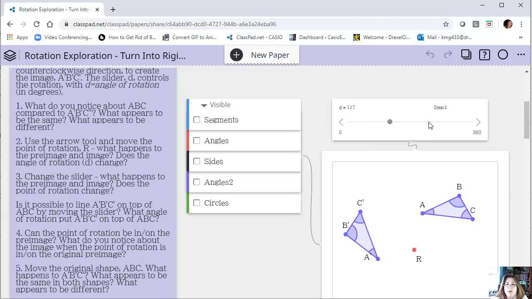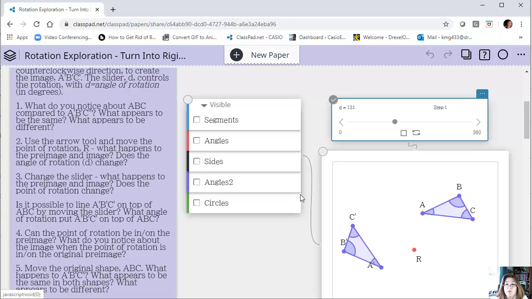And to do that, we have here a rotation slider. So D represents the angle of rotation, the degrees that the original has been turned, rotated around this point of rotation. So you can move it, and we'll just hit animation here so you can see it and explore what's happening. As my angle of rotation gets bigger, I'm further away from the original start. And so I'm going to stop this here.